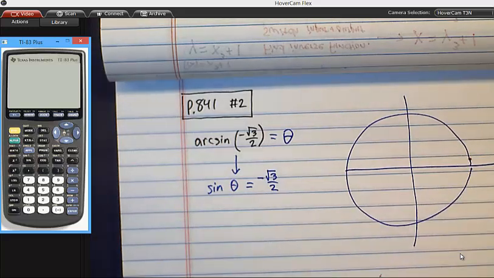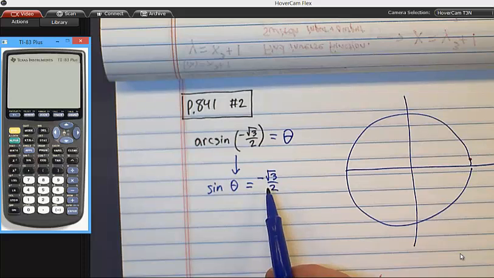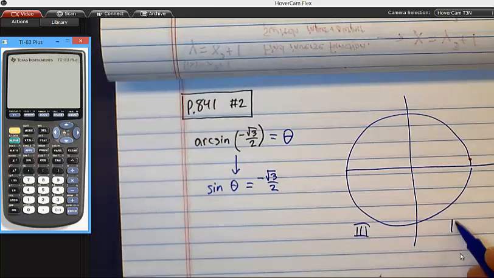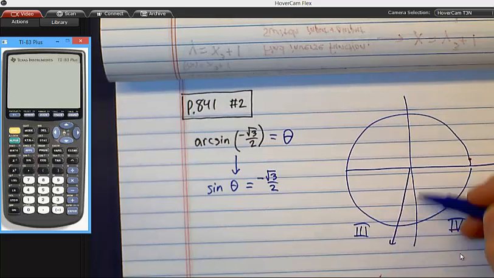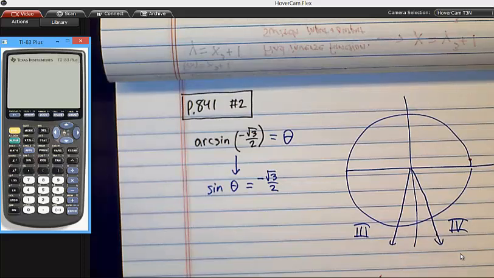So where do we get a sine that's equal to negative square root of 3 over 2? Well, you get it either in quadrant 3 or quadrant 4, right? That's where you get it. I guess you're either pointed here or you're pointed here. Oh, but wait a minute. This is where it's very important that I remember the range.